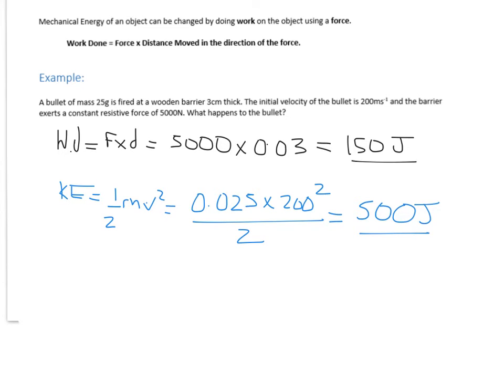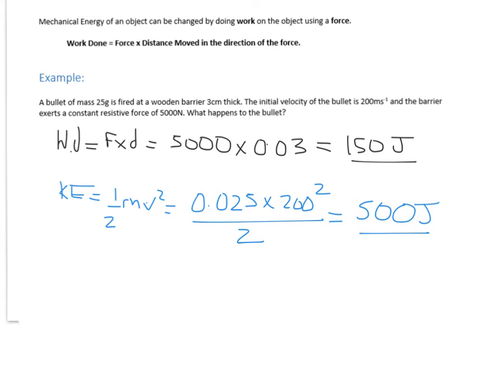If we compare these two numbers, we can see that the work done by the barrier is in no way going to overcome all of the kinetic energy of the bullet. All it's going to do is cause it to slow down. It's not going to be able to cause it to stop.